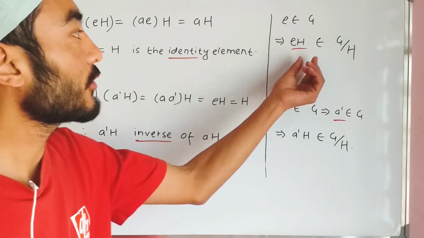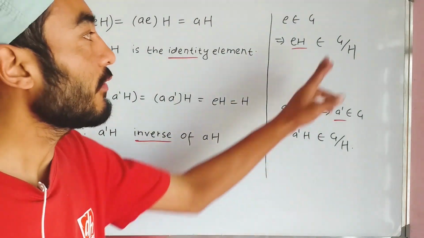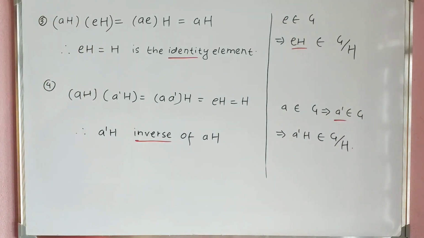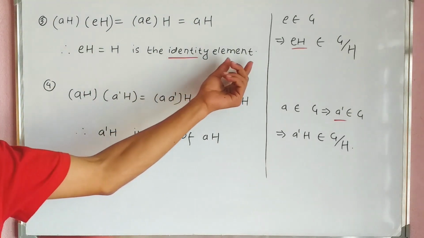Now because G is a group, there is an identity element e in G. So eH belongs to G/H. Now we show that eH is an identity element of G/H. For that, let aH times eH, and that equals aH itself. This shows eH, which equals H, is the identity element of G/H.